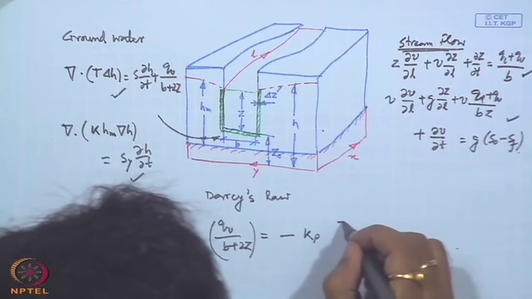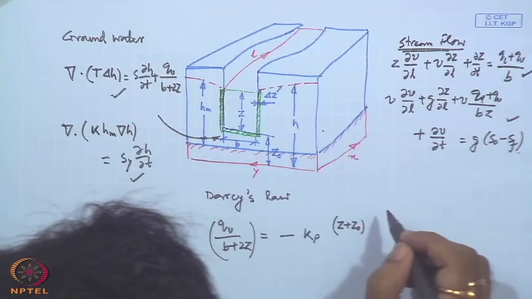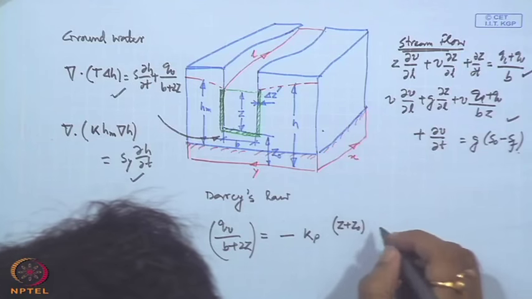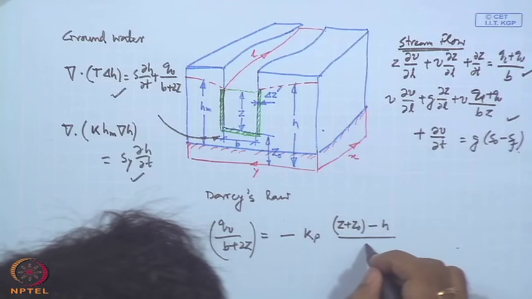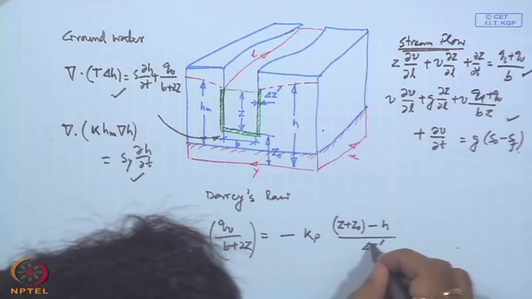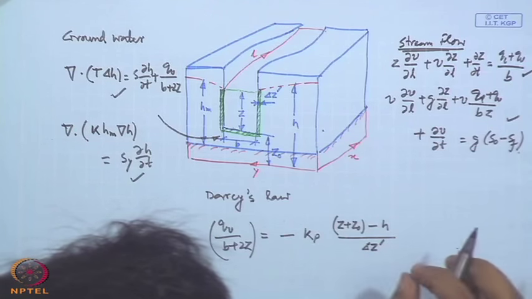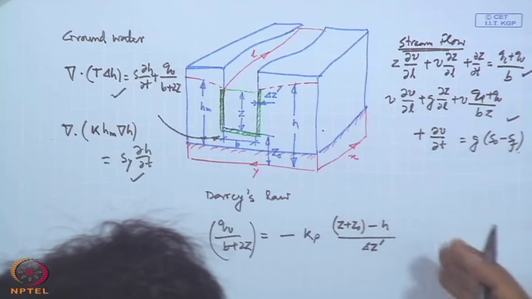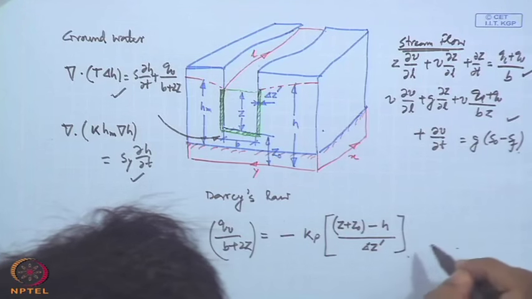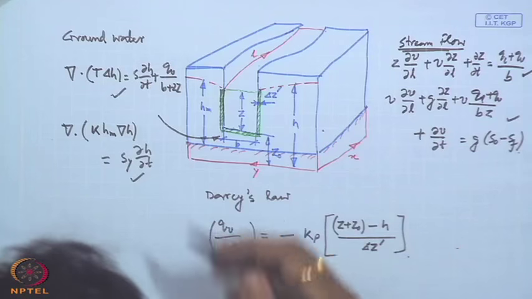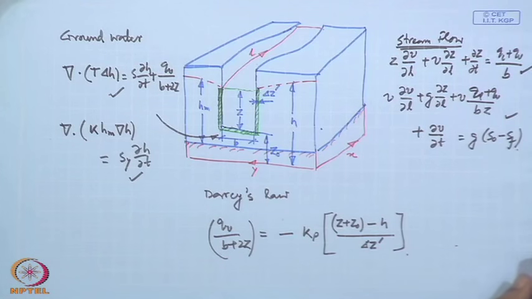What is hydraulic gradient here? Z plus Z naught, this is the total head for stream, and we have head here, that is H for any arbitrary location. Then we have this del Z prime, that is the difference between these two. So, we can say that this is our hydraulic gradient and it is coupling all our equations. Then to solve it, we need certain boundary conditions.